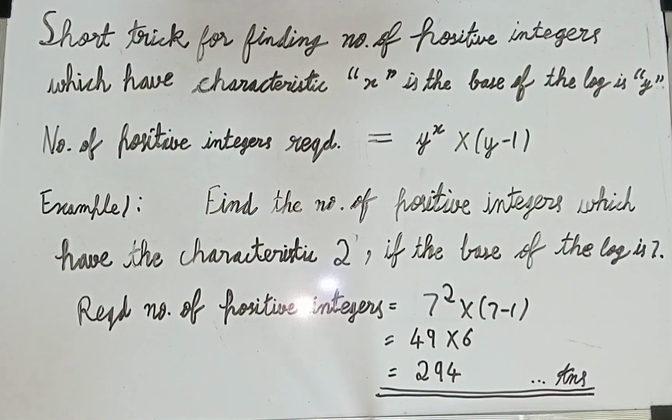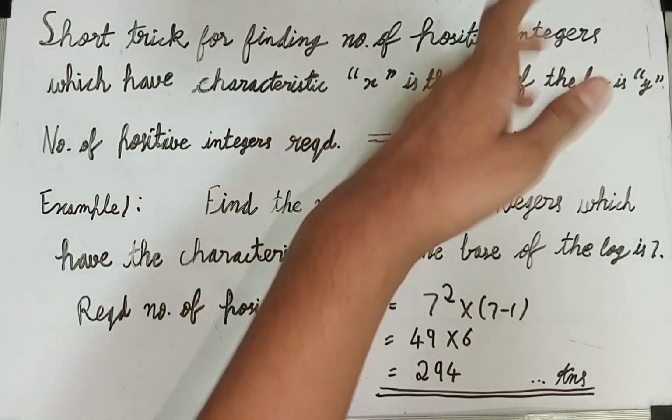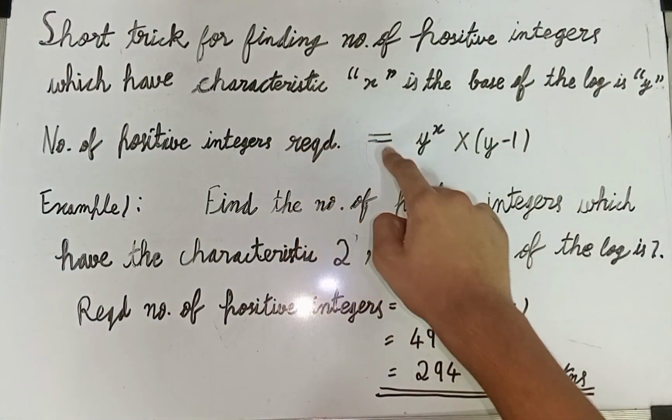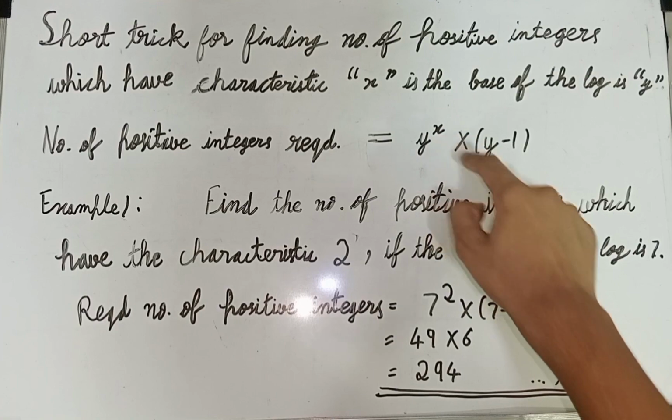Today we are here to discuss a short trick from the chapter Logarithm. We have to use this trick in questions in which we are asked to find the number of positive integers having some characteristic x, where the base of the log is given, suppose y. The trick is that the number of positive integers required equals y to the power x into y minus 1.